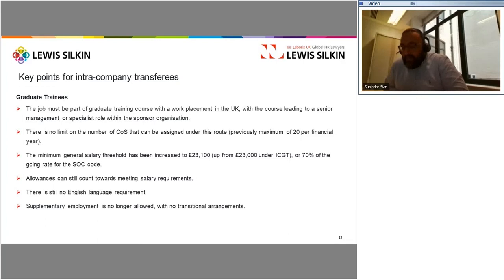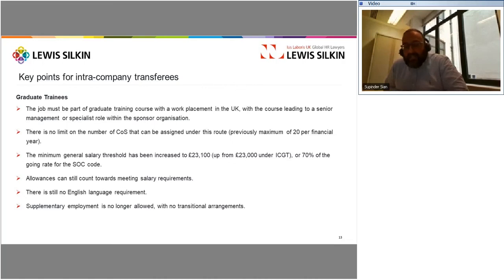Now, notably, this graduate trainee tier is only used for your graduate employees in your overseas offices as part of a formal graduate rotation program. They need to have been employed by your linked overseas entity for at least 3 months, and they can come to the UK for up to a year to undertake a part of that graduate program, which would lead them to a senior management or specialist role within the organization.